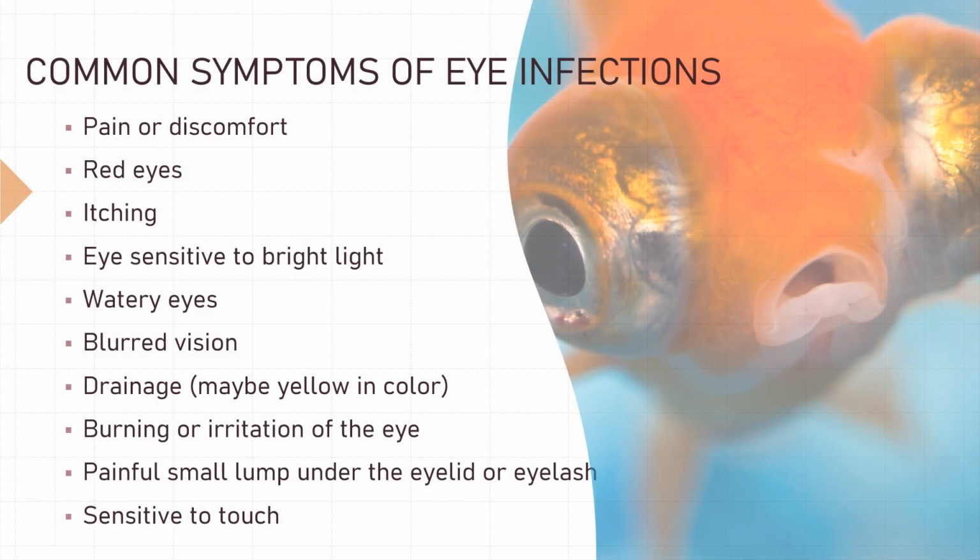There are several symptoms of eye infections to be aware of. Some of those include pain or discomfort, red eyes, itching, eye sensitive to bright light, watery eyes, blurred vision, drainage, maybe yellow in color, burning or irritation of the eye, small painful lump under the eyelid or eyelash, and sensitivity to touch.